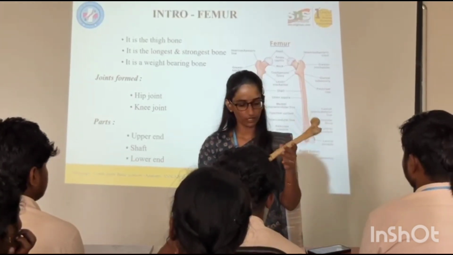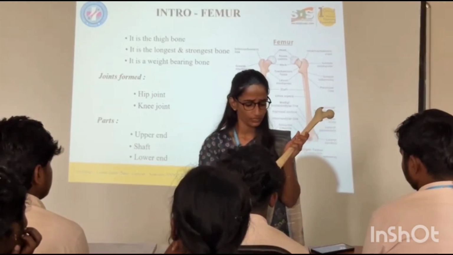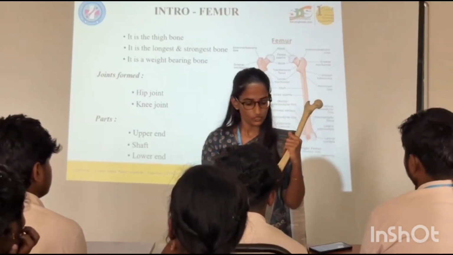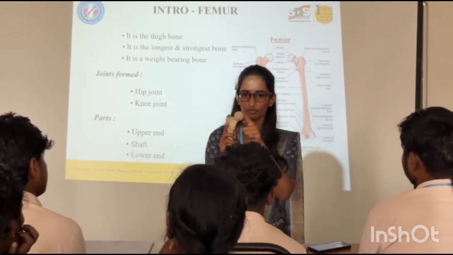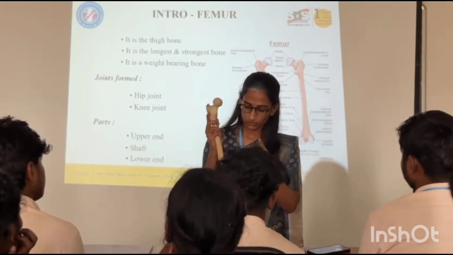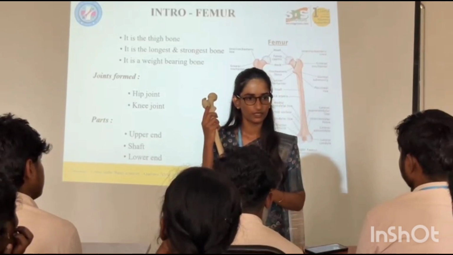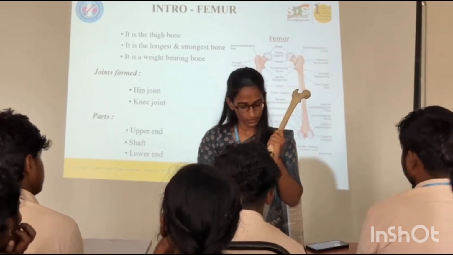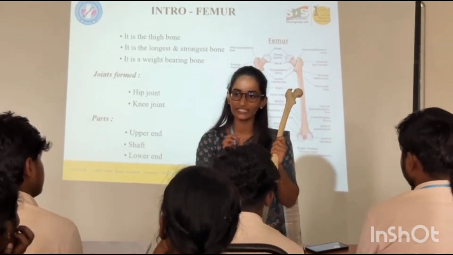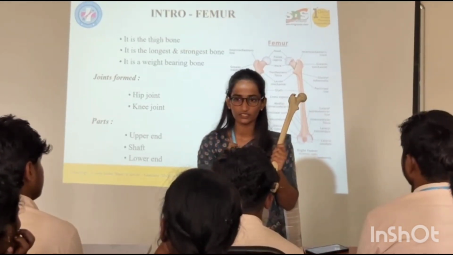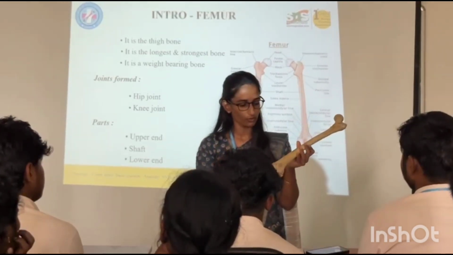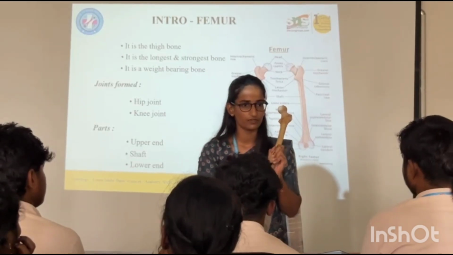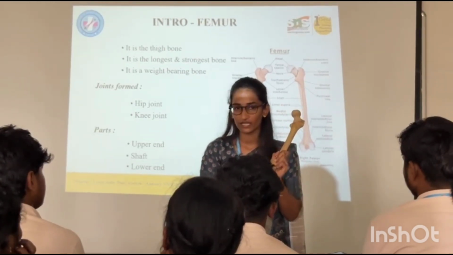Next we are going to see about the lower end. In the lower end we have two projections called condyles. This head portion is medially located in our body, so below that we have the medial condyle, and the next one is the lateral condyle. In between we have a fossa called the intercondylar fossa. Anterior to this we have a surface called the patellar surface, which articulates with the patella.